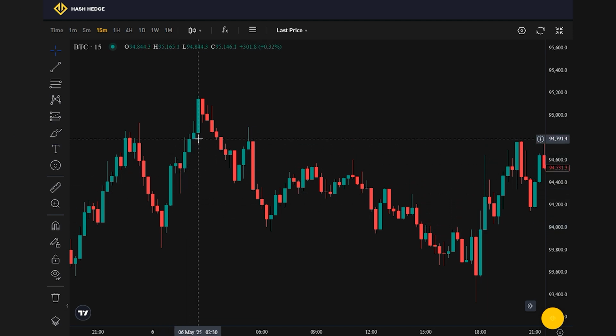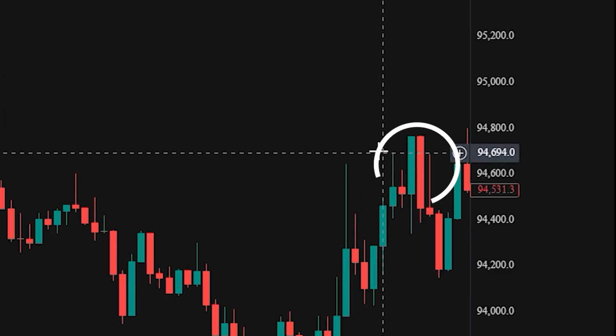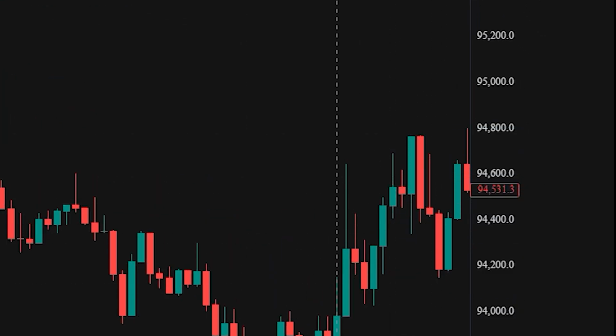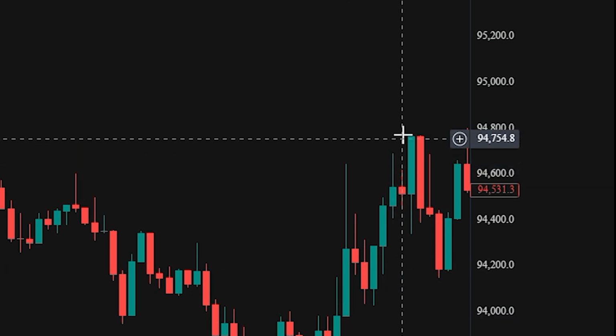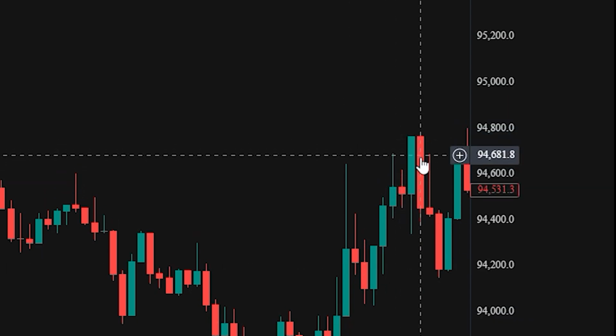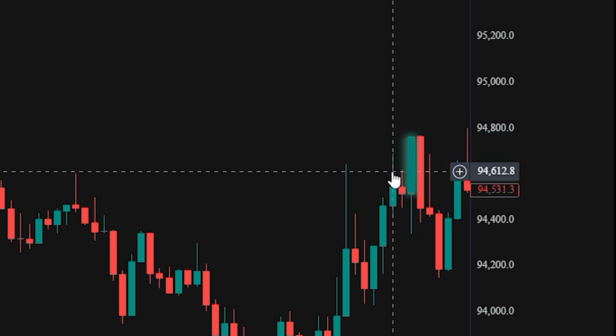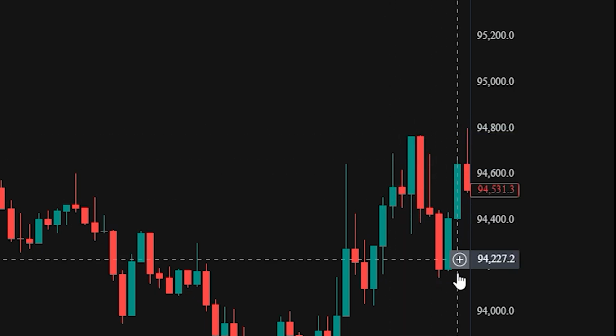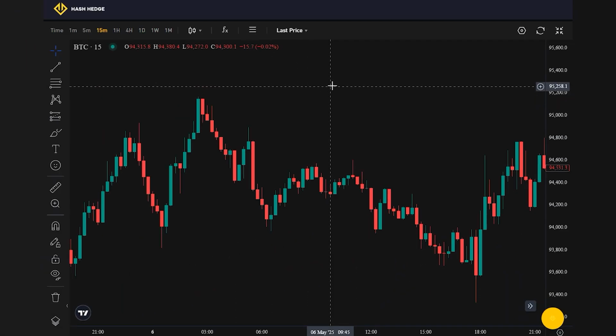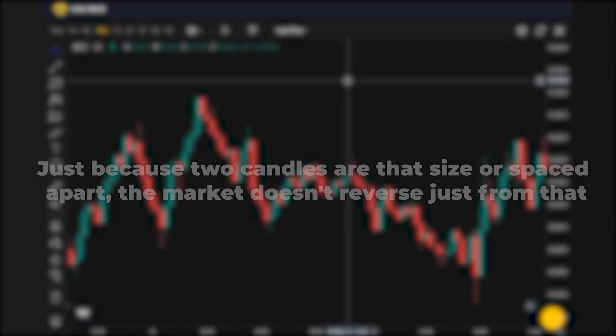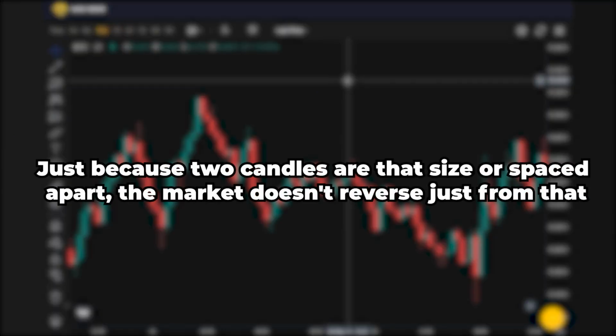If you look at the reverse example of the absorption model, for example, here it is. We have an upward movement, the final candle. Here it is green, and there is a red body that is larger than the body of the green candle. This is again an engulfment pattern that tells us a bounce to the downside. There's really no magic here. Just because two candles are that size or spaced apart, the market doesn't reverse just from that.